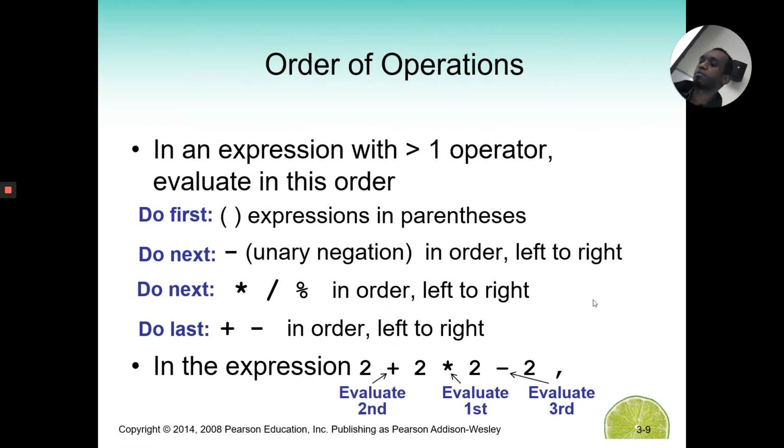Order of operation is similar to what you have learned in math. You do the parentheses first, then the unary negation, in order left to right, then multiplication, division, and modulus in order left to right, and then the plus and the minus in order left to right. So here's an expression, 2 + 2 * 2 - 2. You first evaluate the multiplication, and then the plus and minus, left to right.